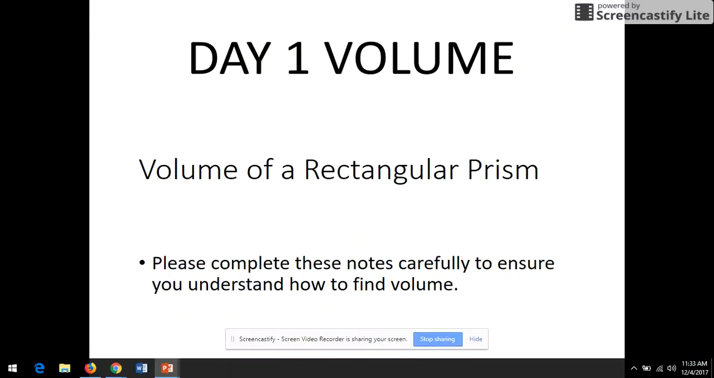All right, today we are going to be talking about finding volume. This is day 1 of 3 days that we will cover how to find the volume of different shapes. Volume of a rectangular prism. Please complete these notes carefully to ensure you understand how to find volume.